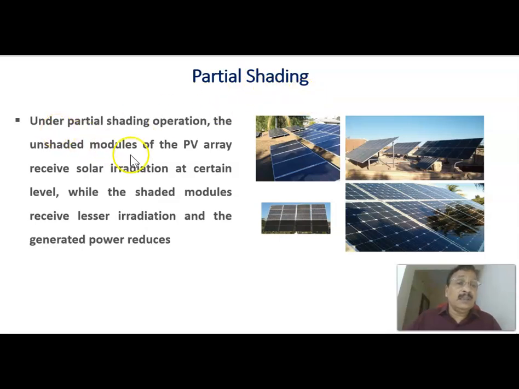In partial shading, a certain portion of the solar panel is getting shaded. Therefore, under partial shading operation, the unshaded modules of the PV array receive solar radiation at a certain level, while the shaded modules receive less radiation, and the generated power also reduces because of the shading. Maybe the shading of a building or a tree is falling on that solar panel, and there will be a reduction of power generation. That is what is called partial shading.